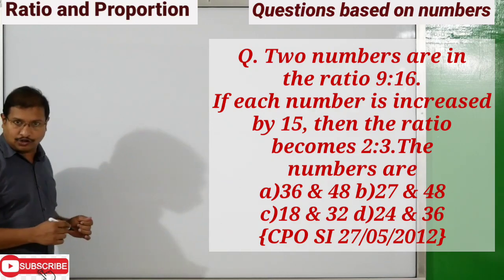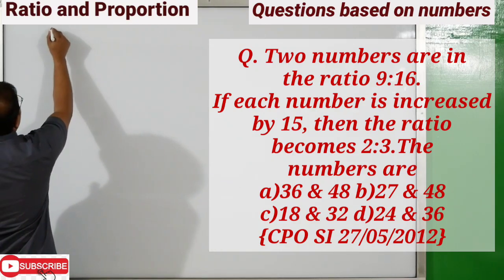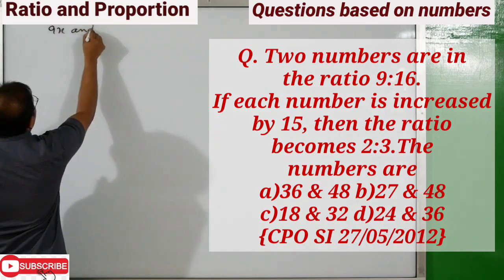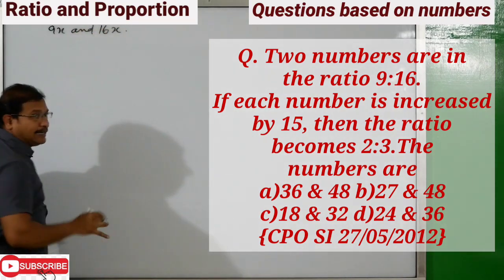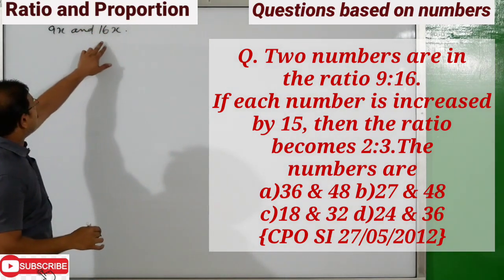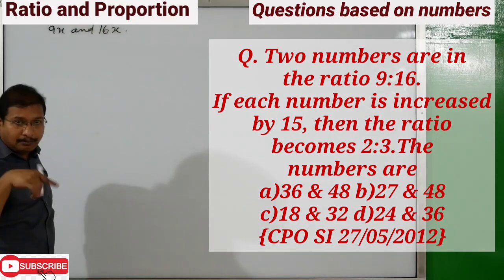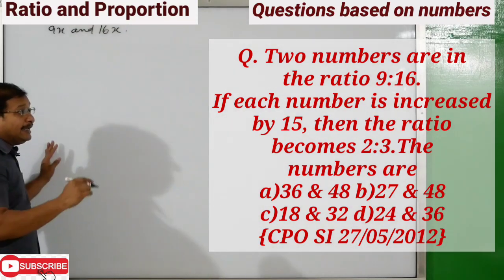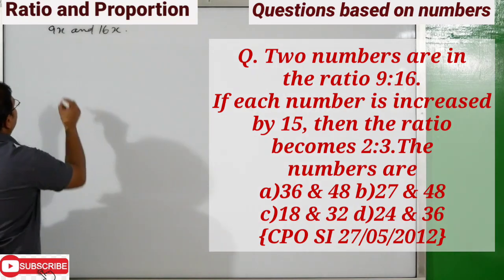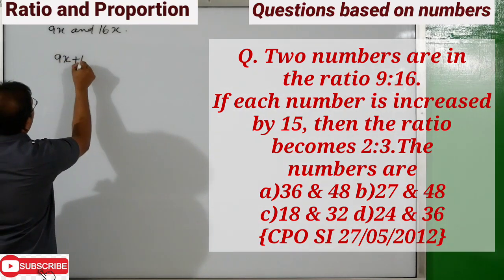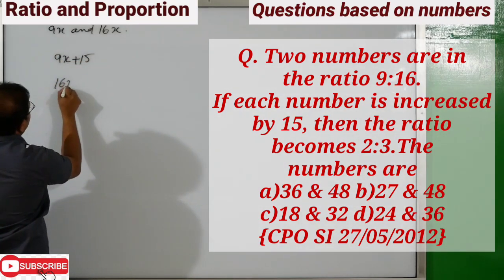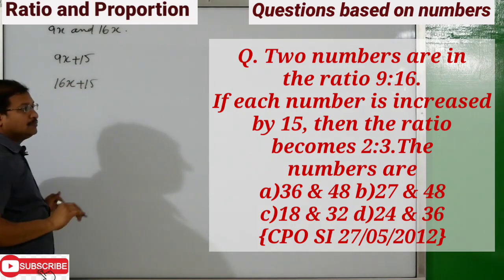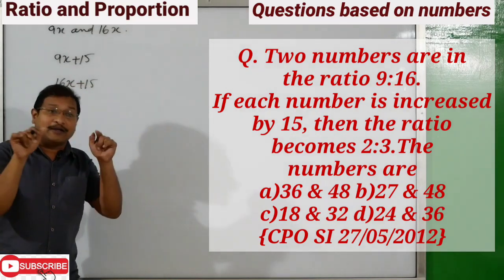Two numbers are in the ratio 9:16. That means the numbers are 9x and 16x. Now what happened? Each number is increased by 15. That means 9x plus 15 and of course 16x plus 15.